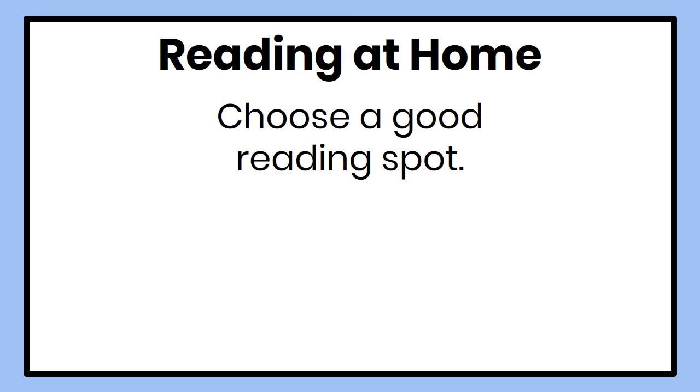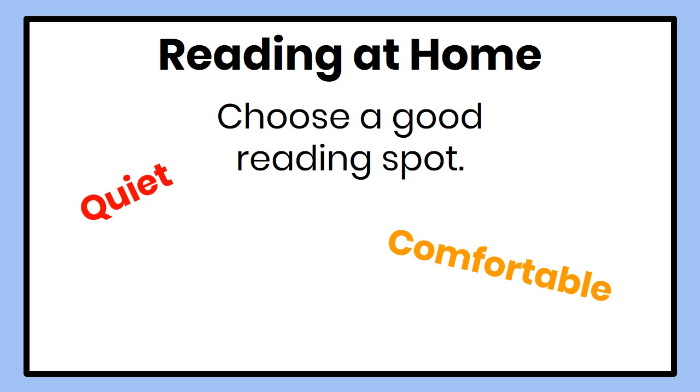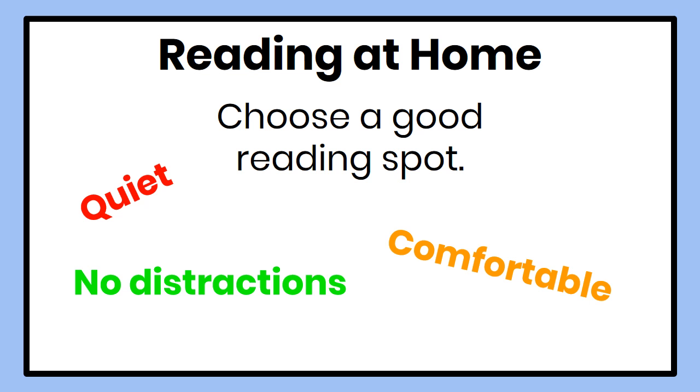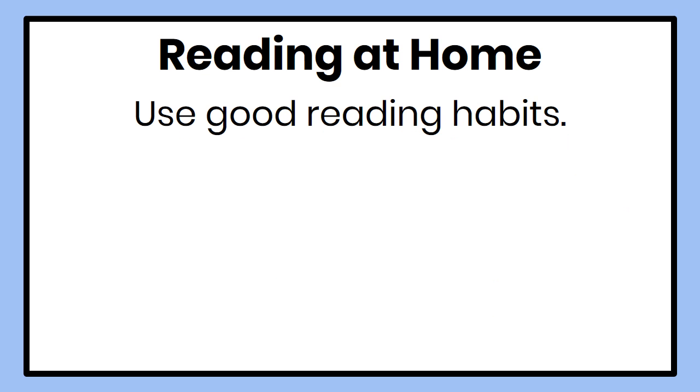The next thing you'll need to do is to choose a good reading spot. Your reading spot should be pretty quiet so you can focus on your book. It should be comfortable so that you can get lost in your book for long stretches at a time. It should have no distractions, no TV, no little brothers running around. It should be bright so that you can see your book or magazine. Hopefully, you've picked a good reading spot.